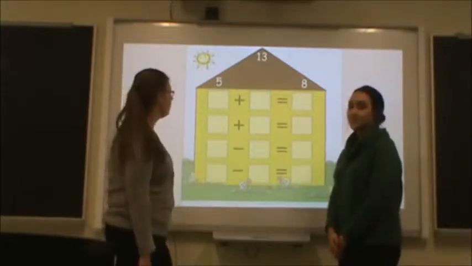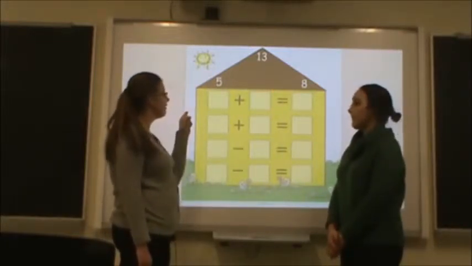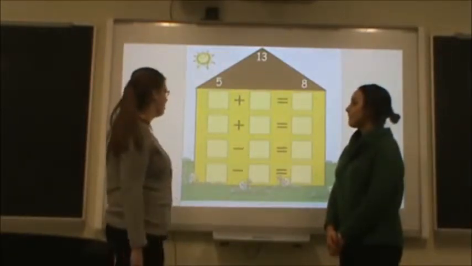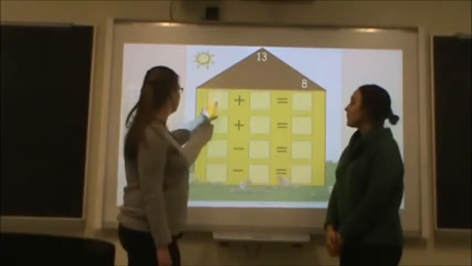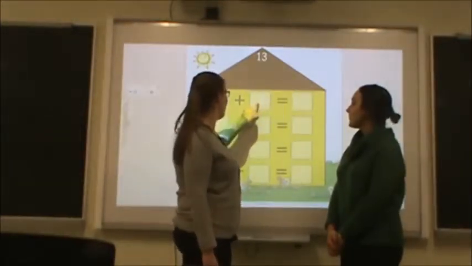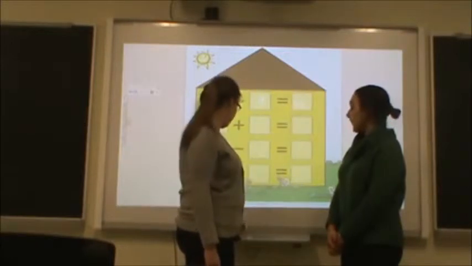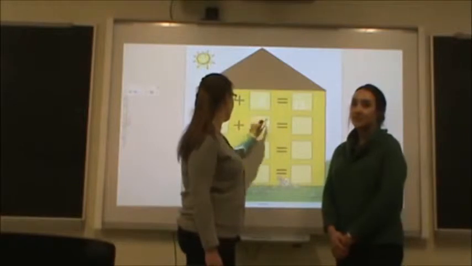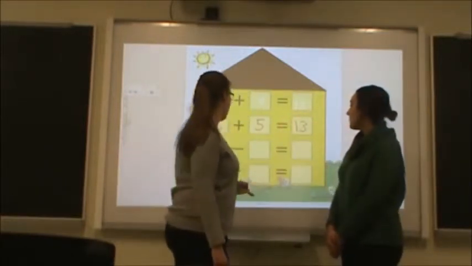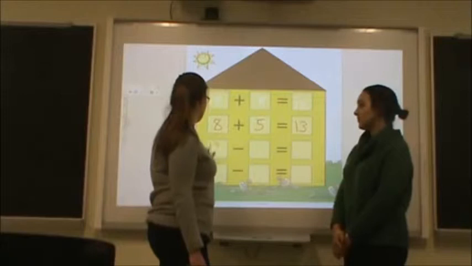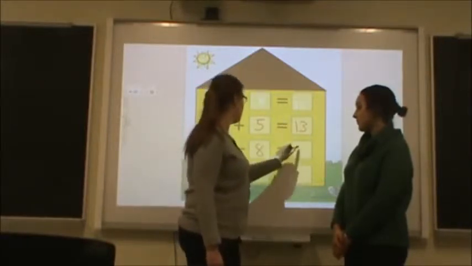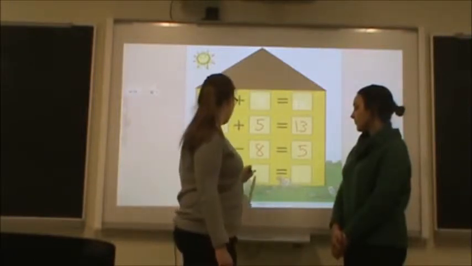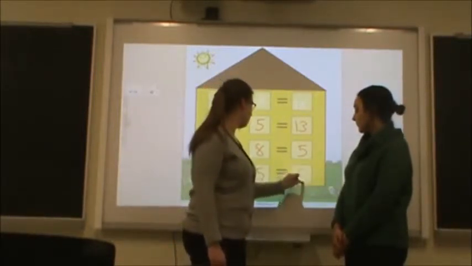And here's another example of a fact family using the numbers 13, 5, and 8. And again, we would have the students come up to the board and drag the numbers to the right boxes. 5 plus 8 equals 13. 8 plus 5 equals 13. And then for subtraction, 13 minus 8 equals 5. And then finally, 13 minus 5 equals 8.